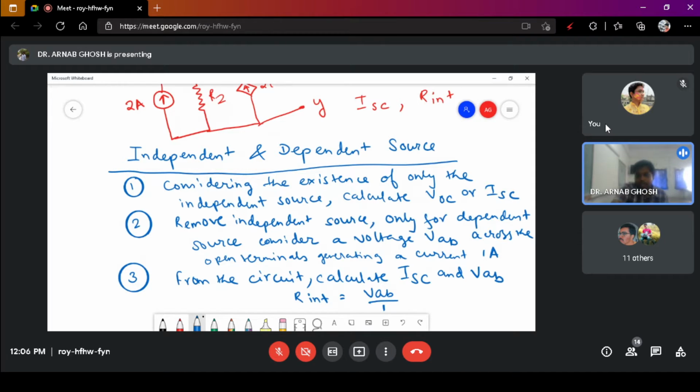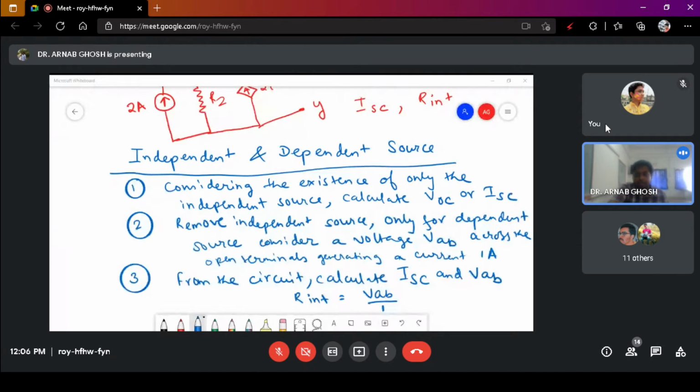And if you are doing it for the Norton circuit, this is the dual of this circuit. In this case, you will again similarly apply a 1 ampere source. You will calculate VAB and then calculate VAB by 1. The steps are the same; you just need to apply them accordingly. So let's consider this problem. This problem is important for your exams.